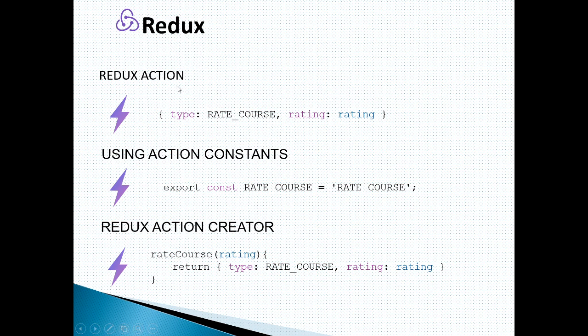This Redux action is type RATE_COURSE, and rating is equal to rating, whatever rating the user has provided. Action constant: export const RATE_COURSE = 'RATE_COURSE'. We have exported this constant. Now the action creator, which we have seen in the last slide: what it is doing is, it is a function rateCourse(rating). It is passing the rating, and it is calling the Redux action with that rating. So this rating has been passed to the Redux action in the action creator.